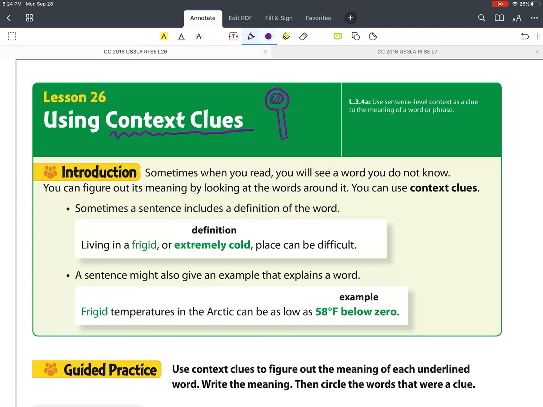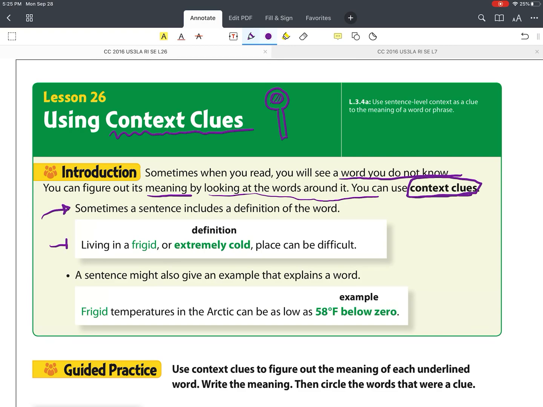Okay, so when we read, you will see a word you don't know. Even when you're old and you've been reading a very long time and you have all sorts of words that you know, you will find words you don't know sometimes. But we can figure out these meanings by looking at the words around it. We can use what's called context clues. Okay? So sometimes a sentence includes the definition of the word. Sometimes they give it to us. They're so sneaky. They give it to us right here.